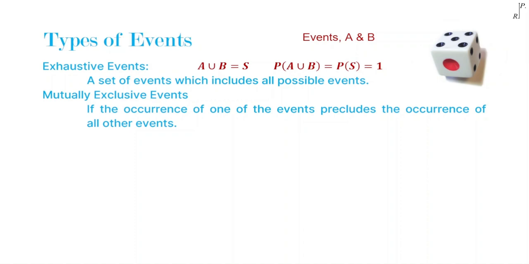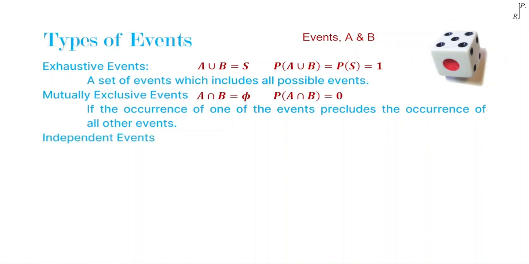So, in case of events A and B to be mutually exclusive, we should have A intersection B as null. Or we can write it as probability of A intersection B equals 0.